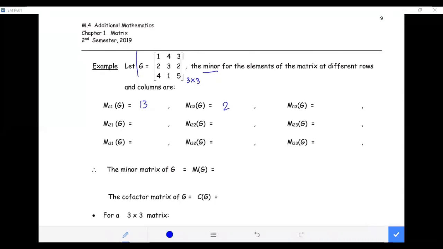Next one, 1, 3. Let's cut out row 1, column 3. Let's do it quickly. 2 times 1 is 2. 4 times 3 is 12. 2 minus 12 is negative 10. So that is negative 10.